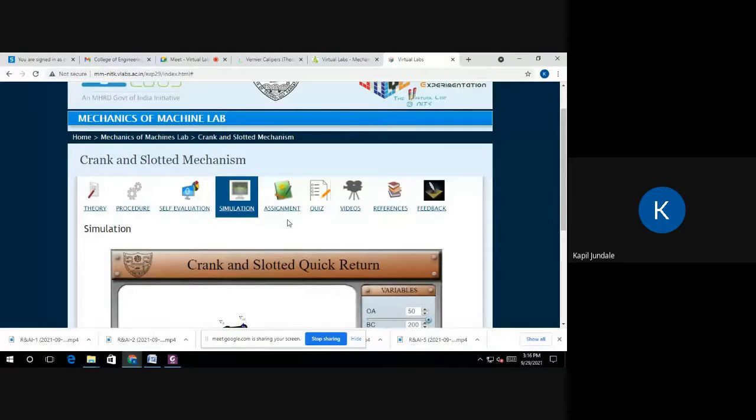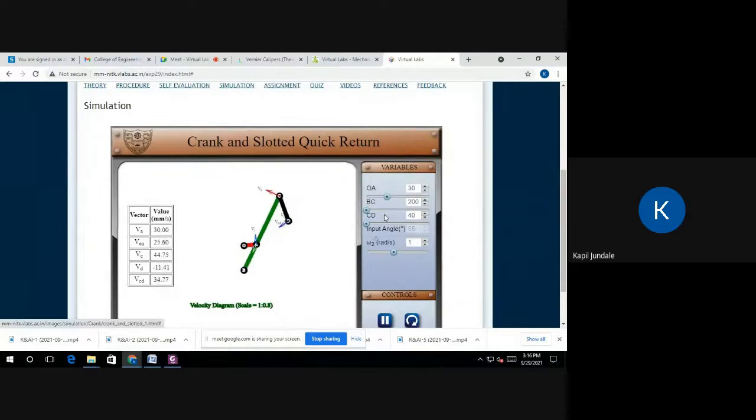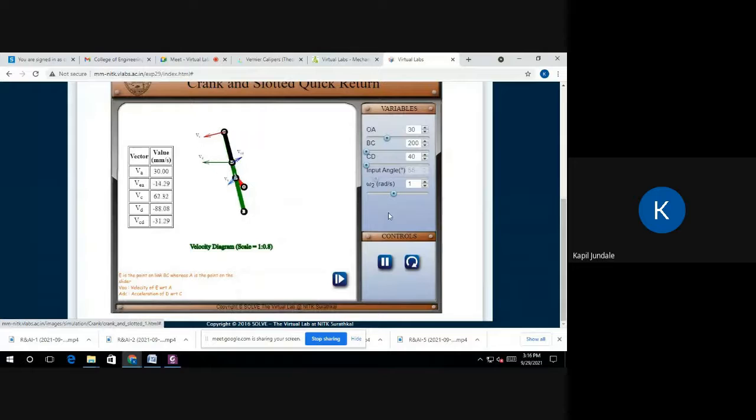Next, here in simulation, by varying angular velocity you can see the velocities at various points. If you change the velocity of links or the length of that link, again you can see the motion of that mechanism.